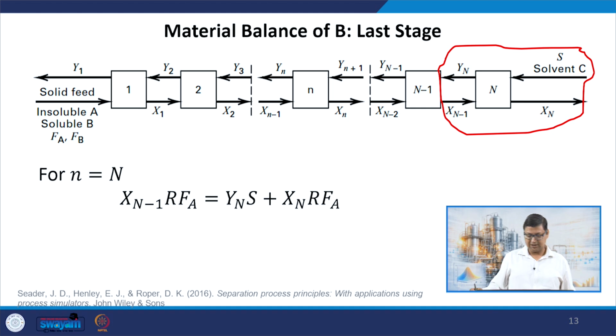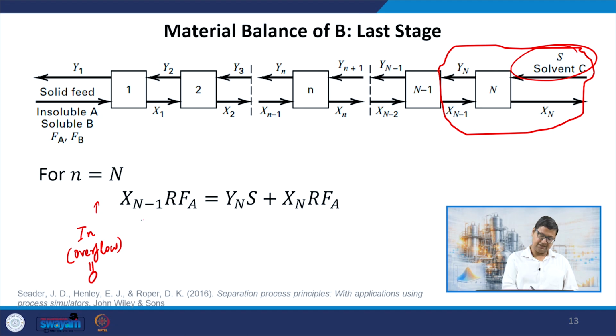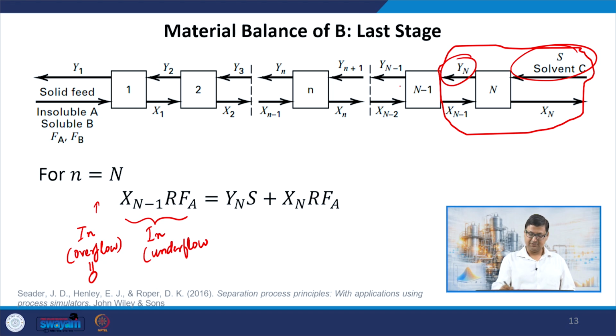We can go ahead and do the same thing for the nth stage. Again, in the overflow there is no B entering because we have fresh solvent entering. So the first term is not there. The in from the overflow is essentially equal to 0 here. So we only have the in from the underflow, and what is leaving now of course contains B. So this is the out from the overflow, and this is the out from the underflow.